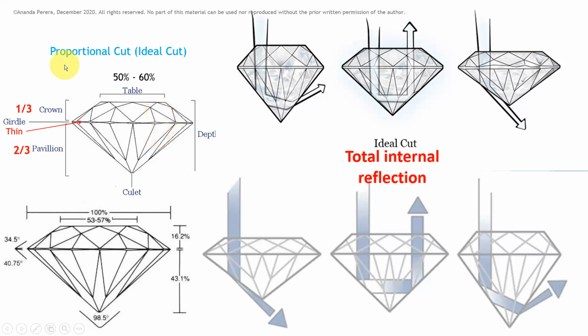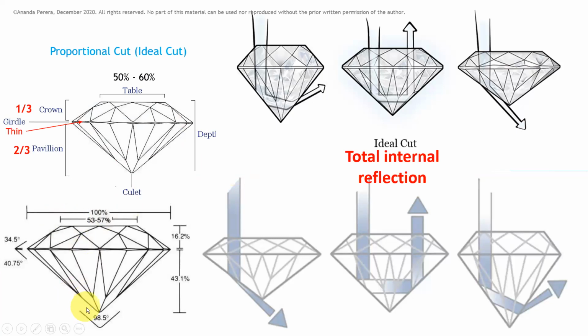Now come here. Proportional cut means ideal cut. The table should be between 50% to 60%. And the crown should be 1/3 of the height. Pavilion should be 2/3 of the height. Girdle should be a very thin girdle. This is called depth.